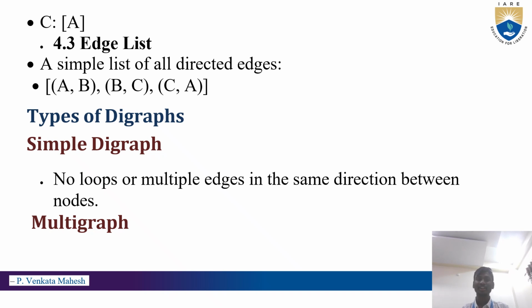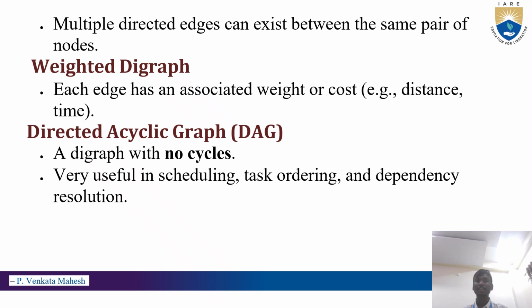And there are types of directed graph. Let's discuss some types of directed graph. Simple digraph: a simple digraph does not have any loops. It does not have multiple edges in the same direction between nodes. Multigraph: a multigraph may have multiple edges between a pair of nodes, such as B to A and A to B.